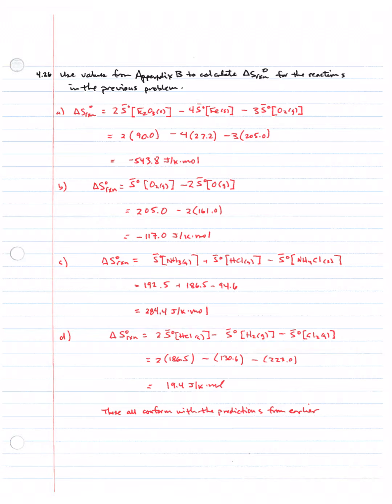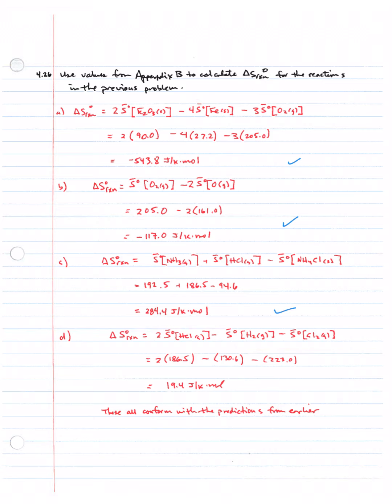I'm going to use values from Appendix B to calculate the delta S of reaction for the reactions in the previous problem. This just is a matter of being careful and using the correct coefficients from the balanced reaction. And you can see that both A and B give negative values of the delta S of the reaction. The systems became more ordered.